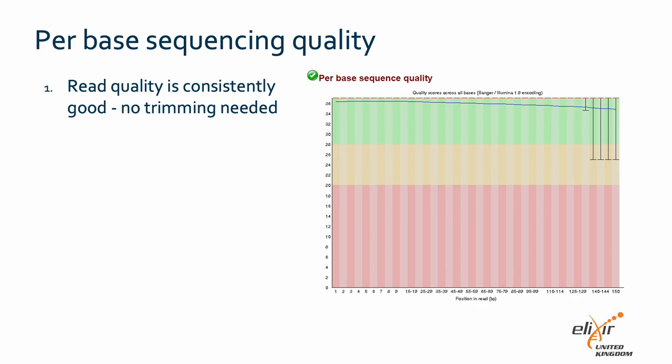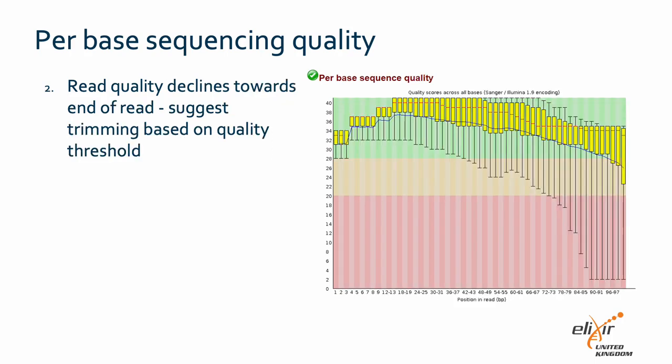The boxplot histogram here is a near-perfect example of improvements in sequencing technologies. This dataset is from 2013 and shows 3' read deterioration. Trimming to a quality threshold is needed here to remove parts of reads which have low quality.